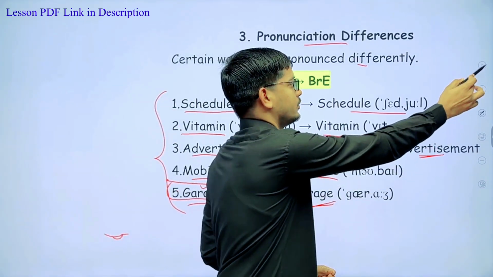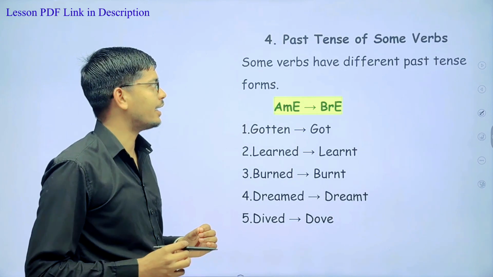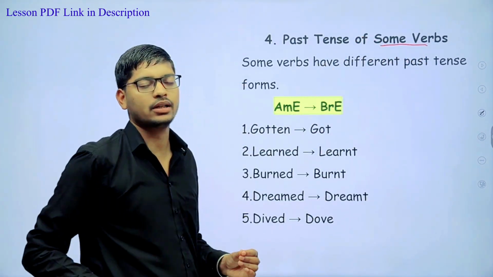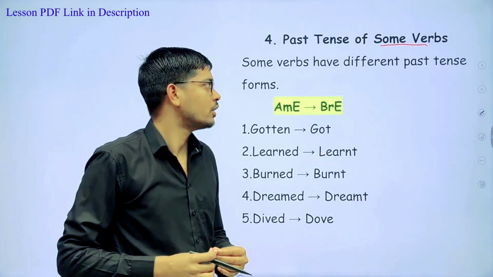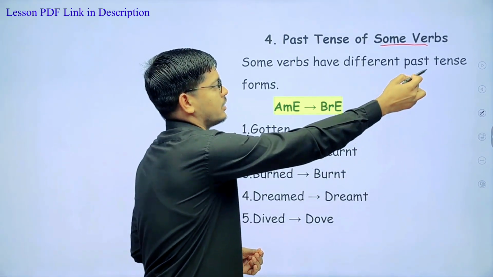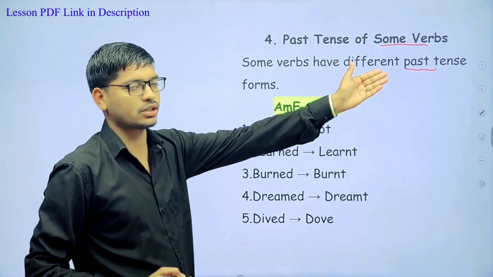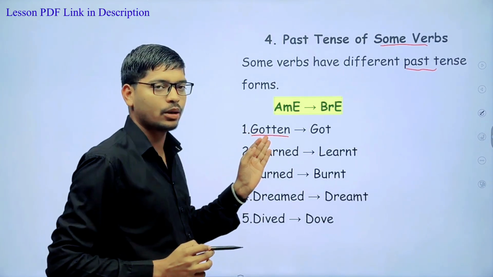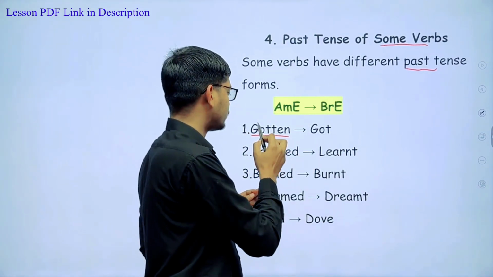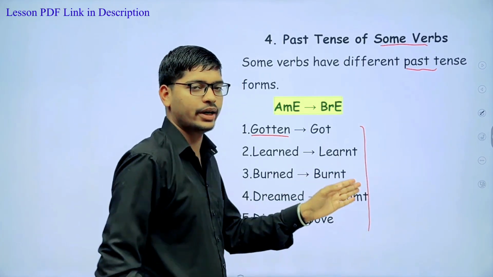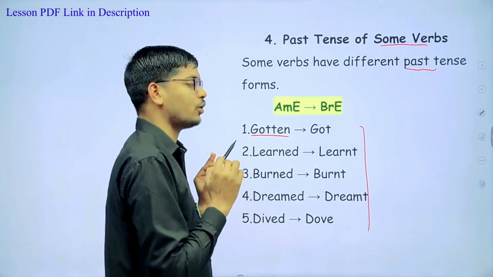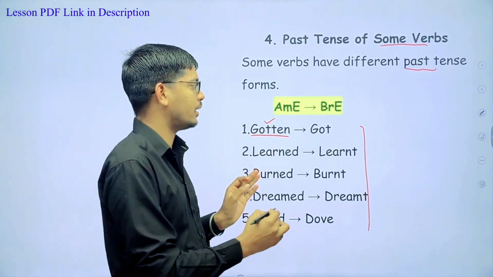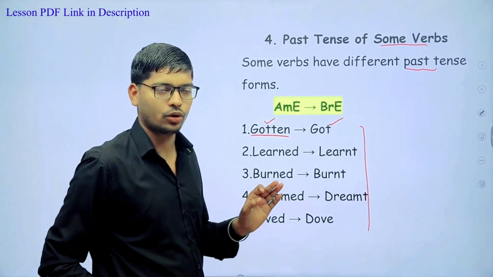Here the next difference is related to the past tense of some verbs. Some verbs have different past tense forms. For example, these are American verbs, and these are British verbs. If I talk about American verbs, the third form is gotten, but in British English only got.